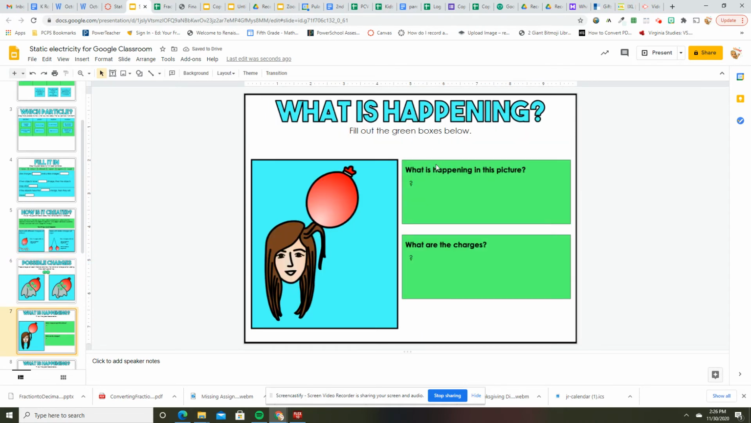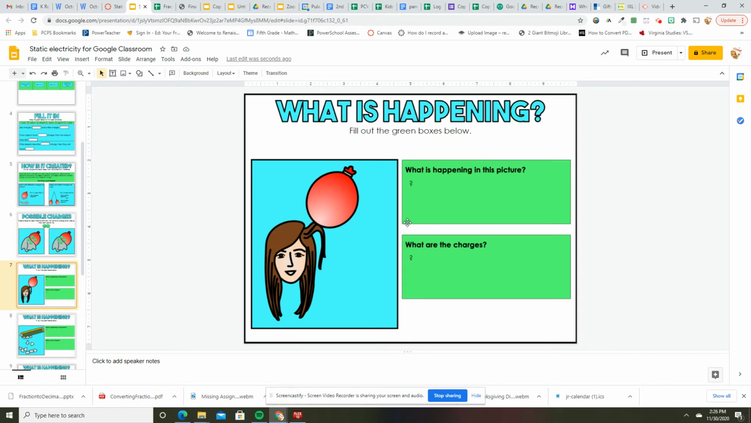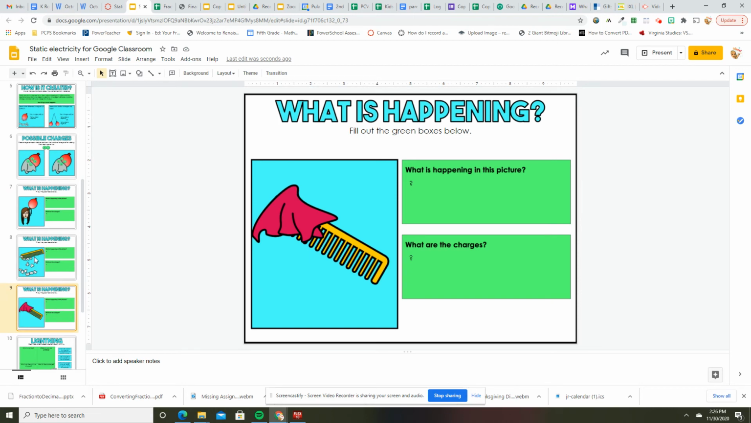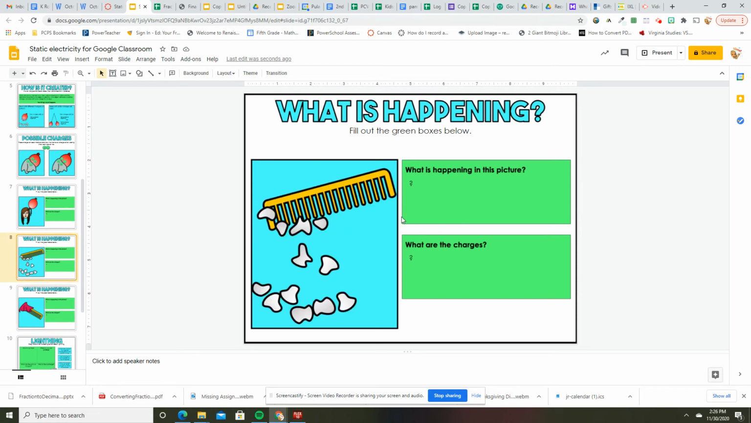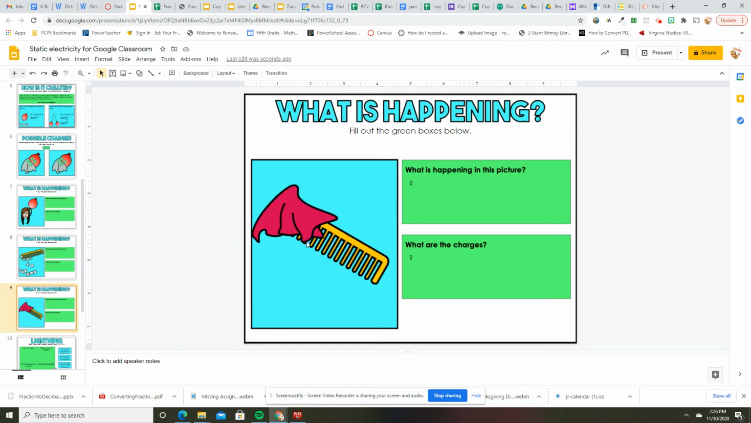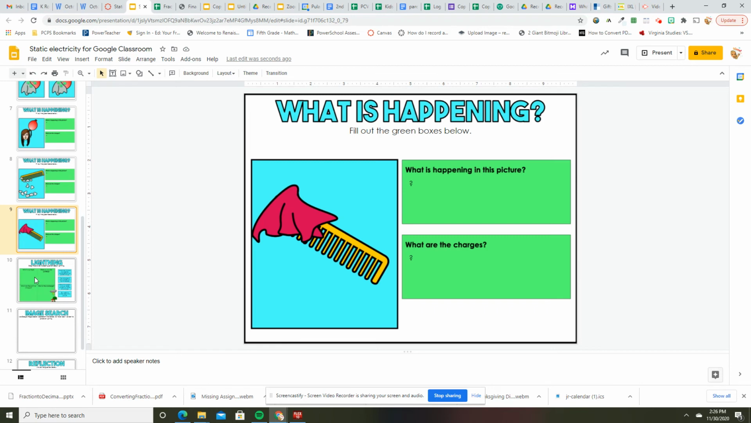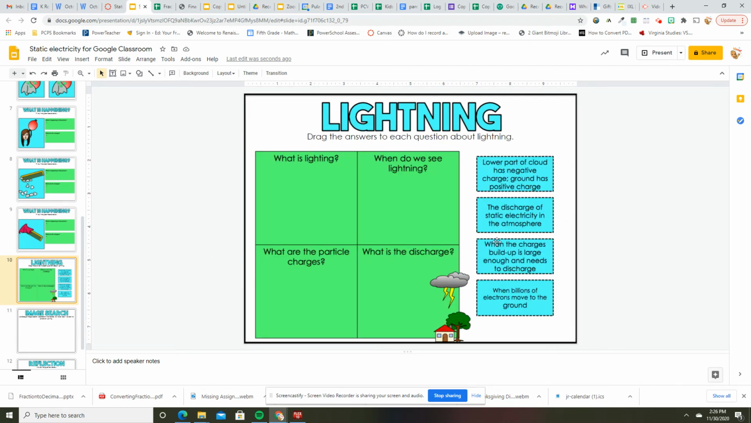All right, so what is happening? Fill out the green boxes and let me know what is happening right here with the balloon and her hair. Well, same thing here. What's happening to the comb and the pieces of paper? Also, what's happening right here with the comb and the blanket? And then lightning. What is lightning? When do we see lightning? What are the particles? And what is the discharge? All right, so you'll have one for each.